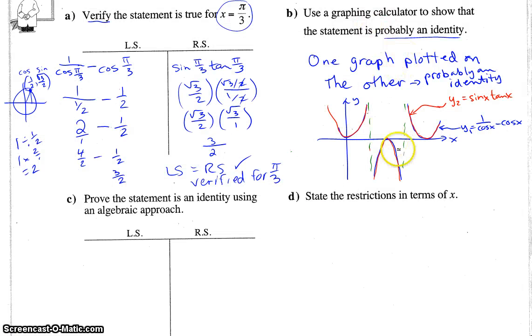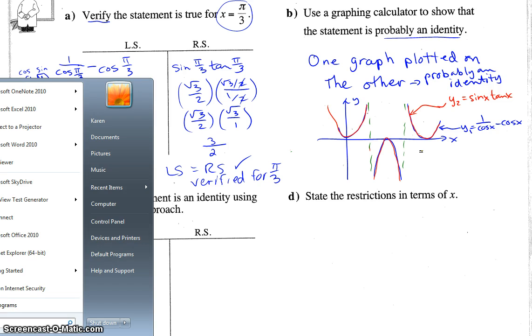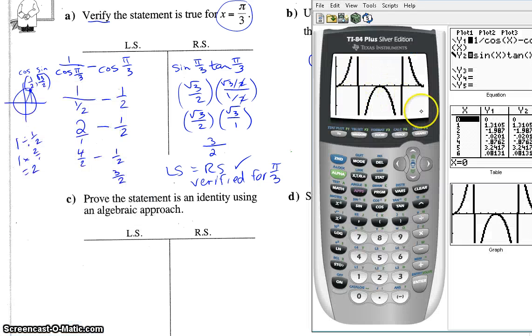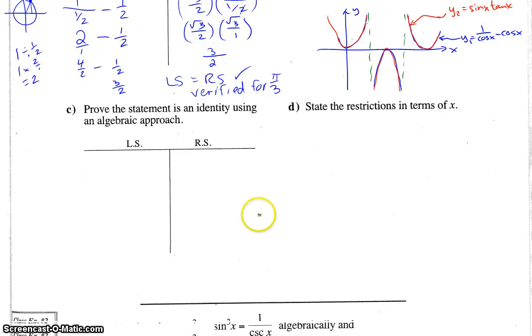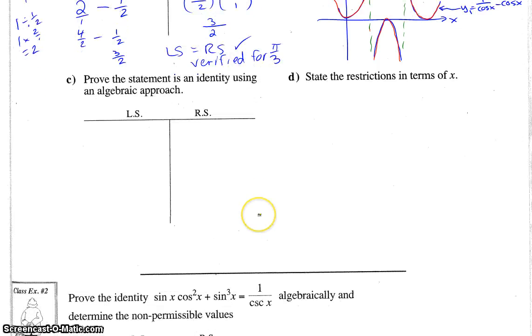So when you graph that on the calculator, you should have had a graph looking something like this, and they should have plotted one on top of another. So let's just quickly go there. Your graph should have looked like that, which means it's probably an identity. But to check for sure that it is an identity, we need to actually prove it, which is what we're going to do in part C here.